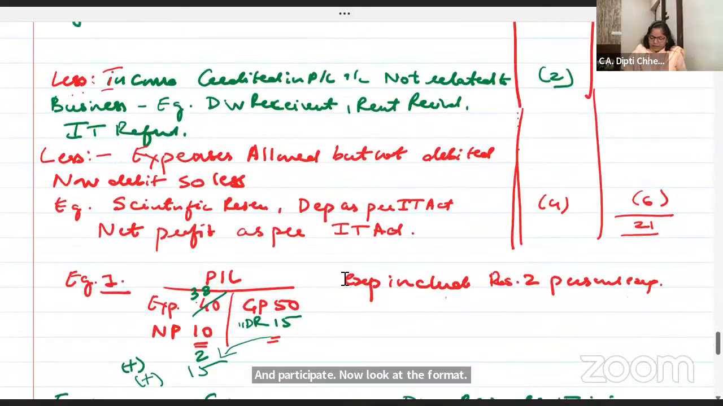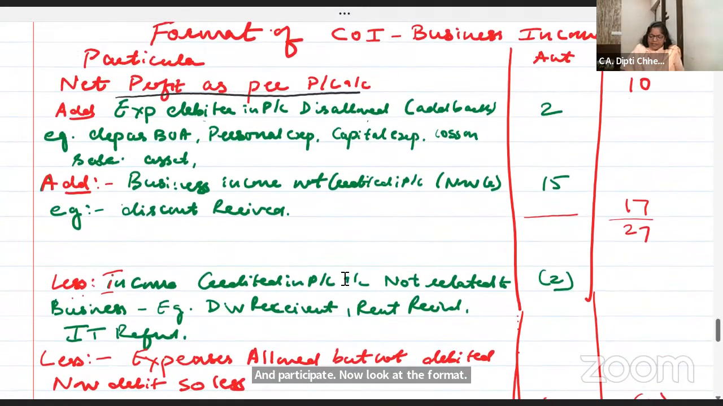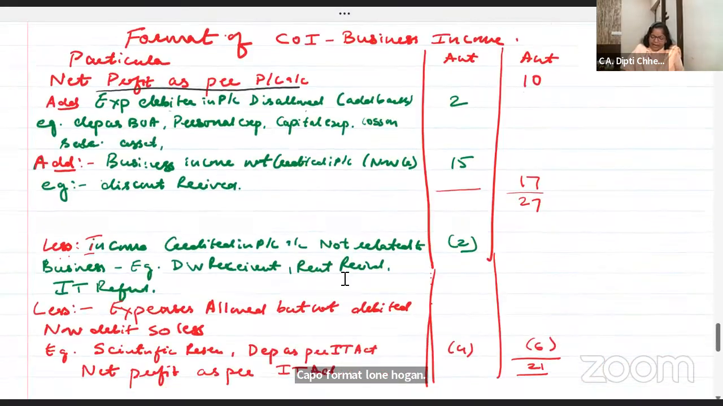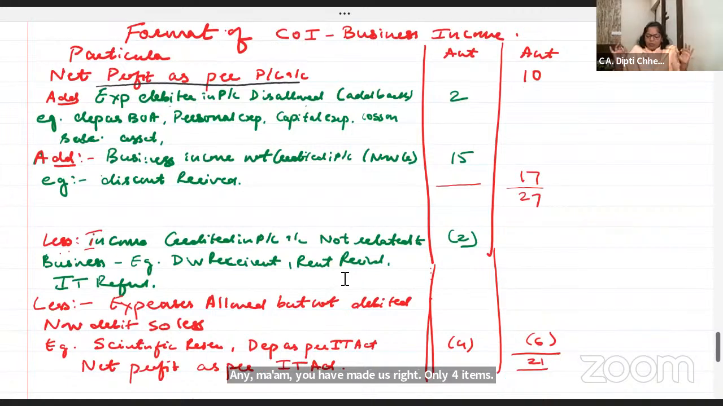Thank you so much. You all were super enthusiastic and participative. Now look at the format. Did you learn the format? Ma'am, you have made us write only 4 items. Any add or less will come only in these 4 items.